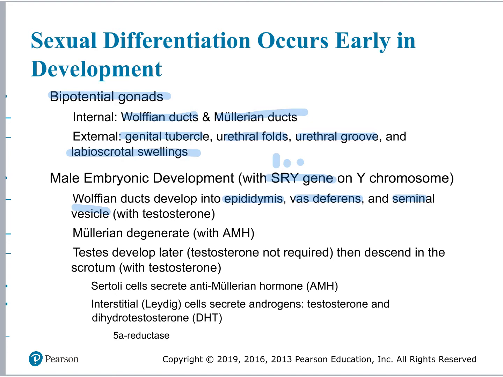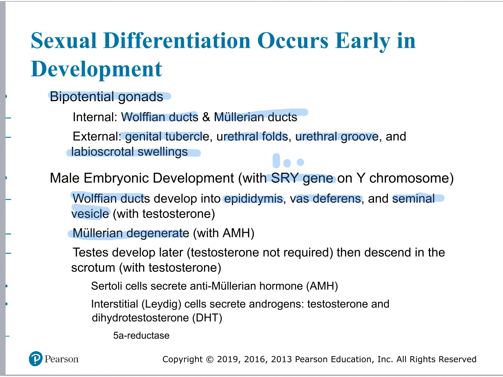The vas deferens, also known as the ductus deferens, is the duct that leads from the epididymis into the ejaculatory duct. And then the seminal vesicle, that was a gland that was located on the posterior surface of the bladder, and it produces seminal fluid. If the fetus has a Y chromosome with the SRY gene on the Y chromosome, that means the Wolffian ducts will develop into the male reproductive system, and then the Mullerian ducts are going to degenerate.